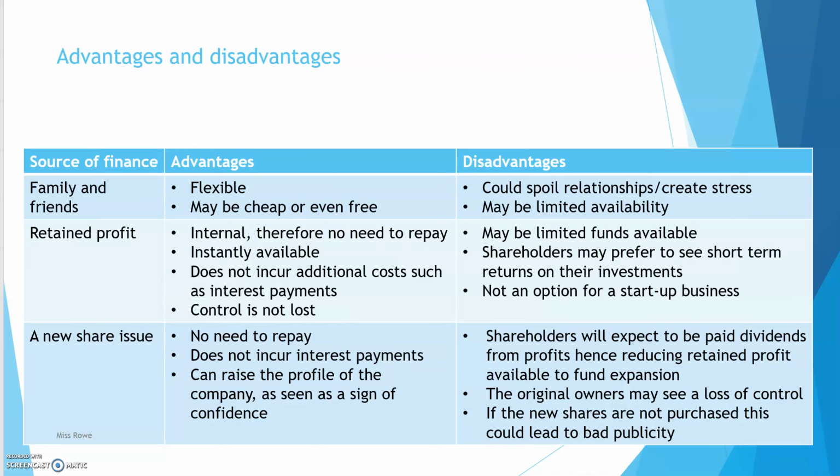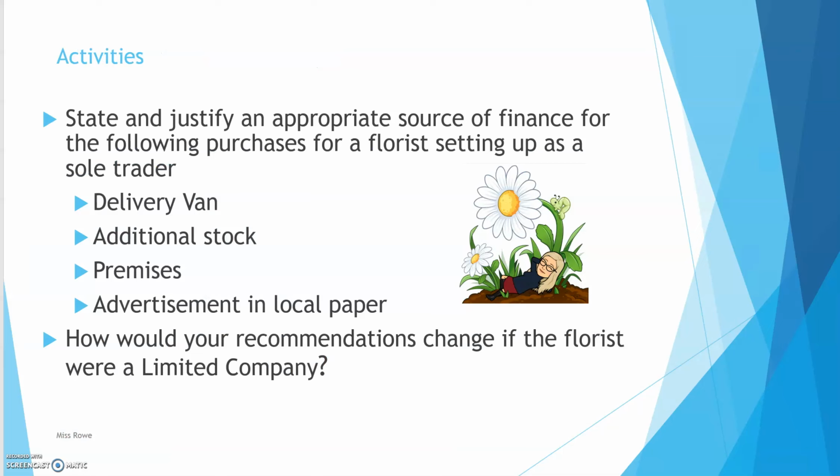Okay, so the next section, a little activity. State and justify an appropriate source of finance for the following purchases for a florist setting up as a sole trader: delivery van, additional stock, premises, and an advertisement in a local paper. Have a little think about that. But also the next bit is, how would your recommendations change if the florist were a limited company?